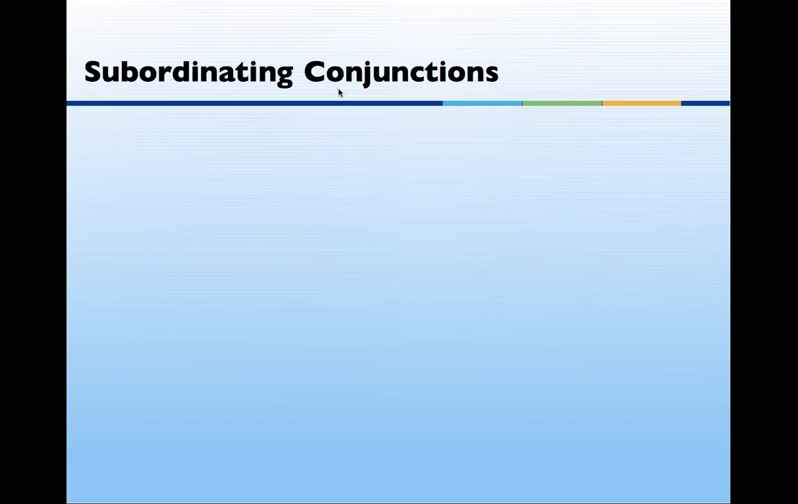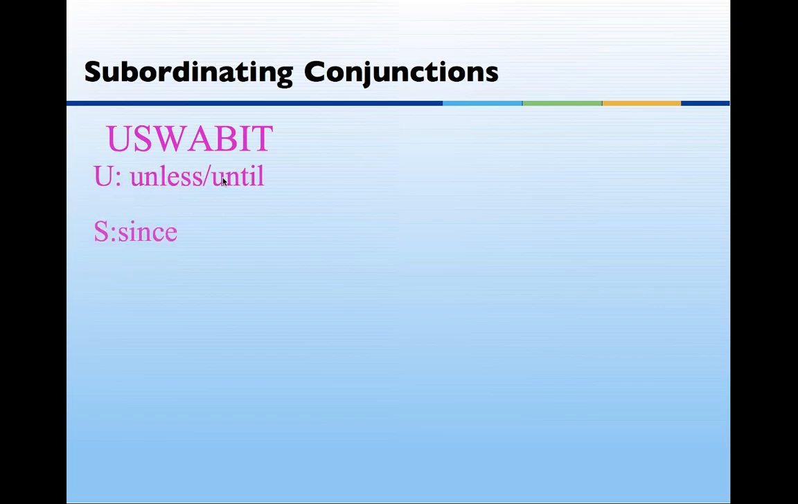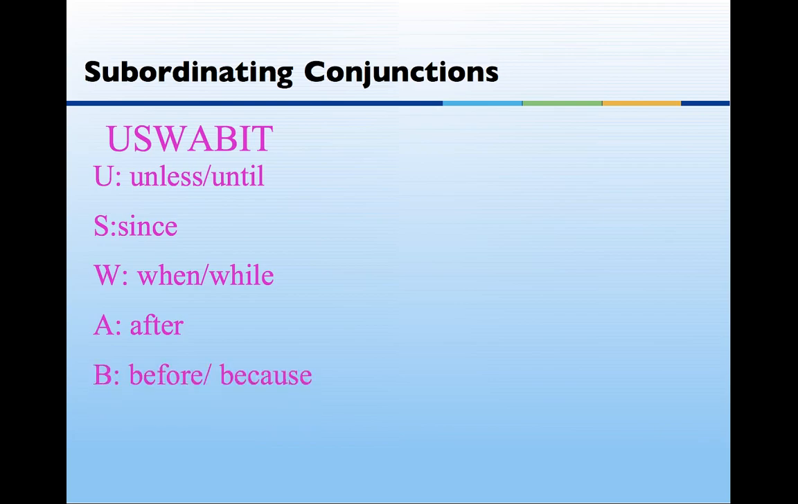And to remember subordinating conjunctions, keep this in your mind. This is the mnemonic USWA BIT. U stands for unless or until, S stands for since, W stands for when or while, A stands for after, B stands for before or because, I stands for if, and T stands for therefore. So these are subordinating conjunctions.